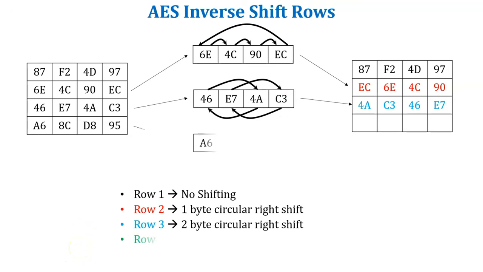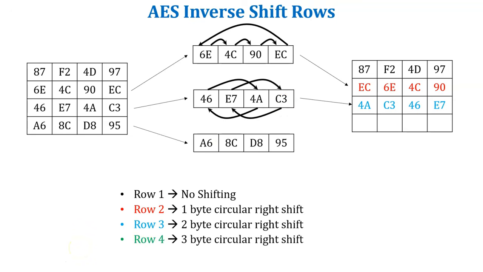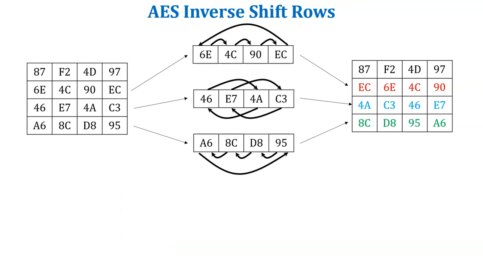Next rule is row 4, performs 3 byte circular right shift. Let's start with the first value A6. It performs 3 byte circular right shift and moves to the last position of the row. Next value is 8C. It performs 3 byte circular right shift and moves to the first position of the row. Next value is D8. It performs 3 byte circular right shift and moves to the second position of the row. And the last value is 95. It performs 3 byte circular right shift and moves to the third position of the row. This is all about AES Inverse Shift Rows.